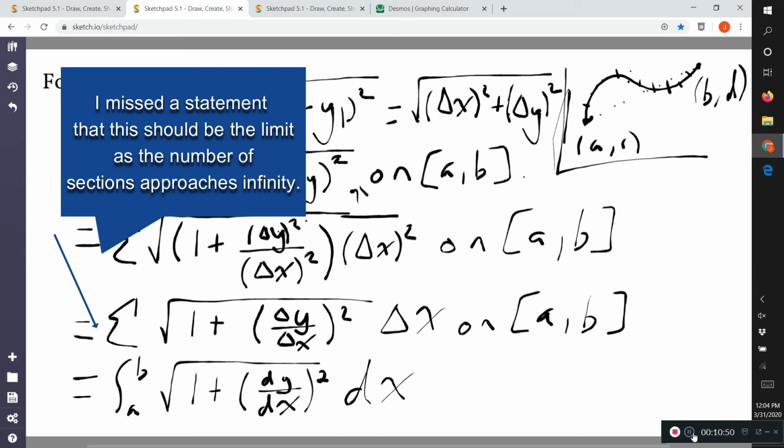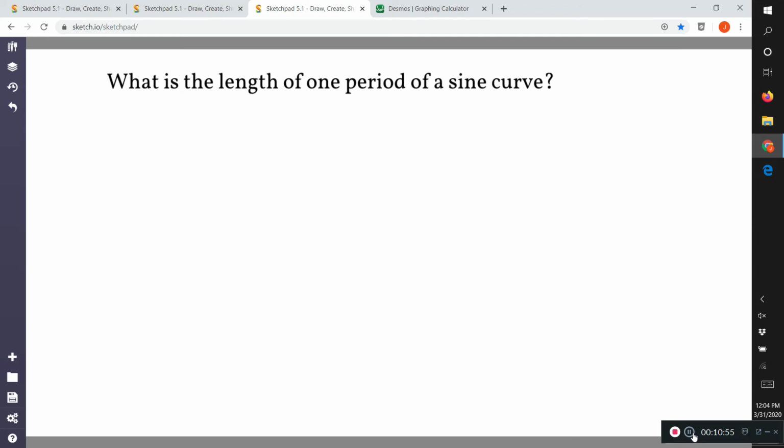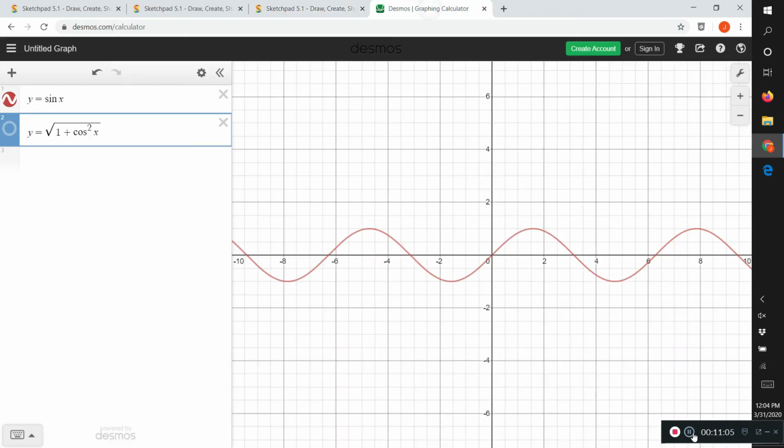So real quick, let's move on to one example. What is the length of one period of a sine curve? So let's go into Desmos and look at a picture of a sine curve. This is our standard sine curve here. And if we look, one period is from any given point to the exact same point similarity. So we could say from 0, 0 to 2 pi comma 0. That would be one period.